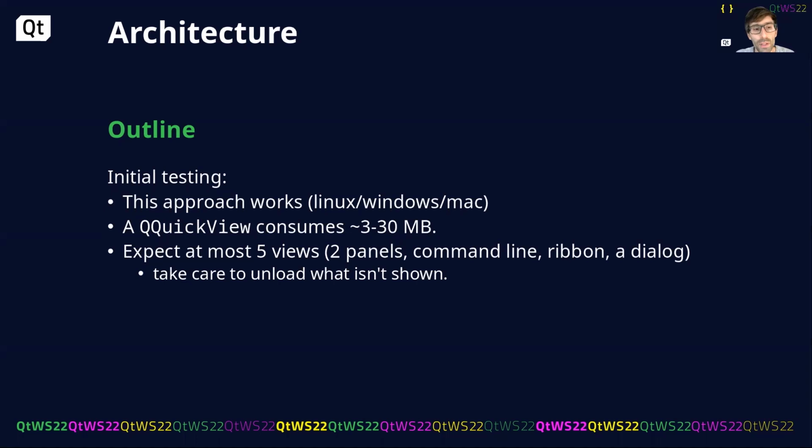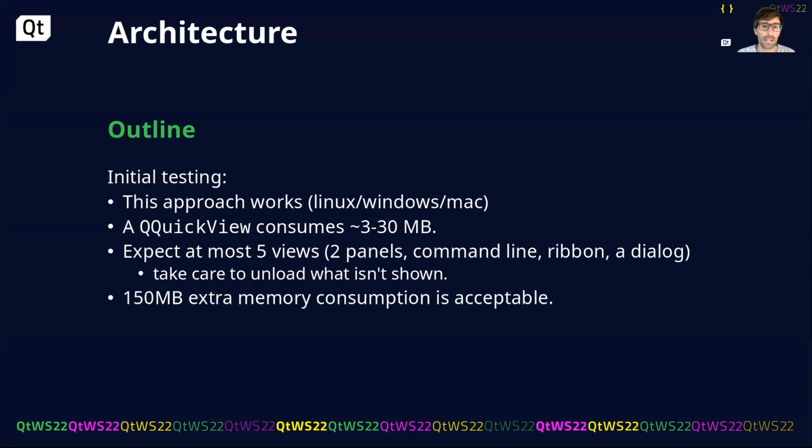The thing is that we don't expect 100 views to be open in BricsCAD. We expect typically around 5. So you have the ribbon, you have a panel docked on the left, a panel docked on the right, you have the command line. Maybe there is a panel that is detached. People open a dialog, maybe there is a sub-dialog. So it can go up to 10, let's say, but that would already be more or less a maximum of quick views or panels and dialogues that you can reasonably expect to be open at the same time. So that means that typically we're going to be introducing 150 megabytes of extra memory consumption.